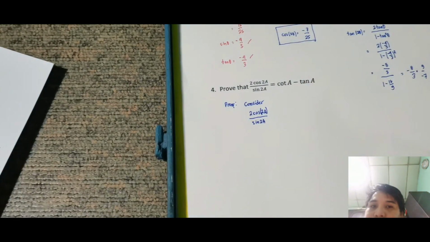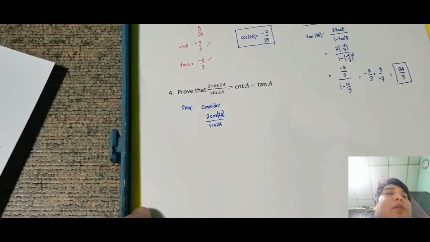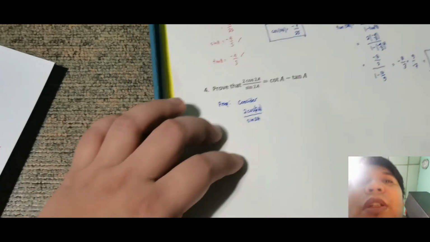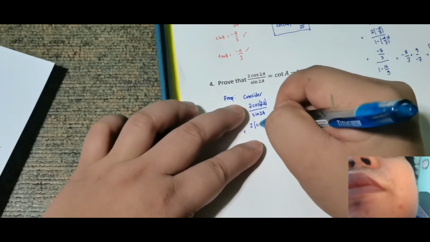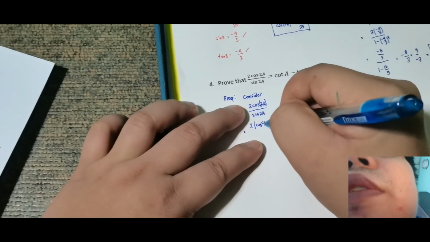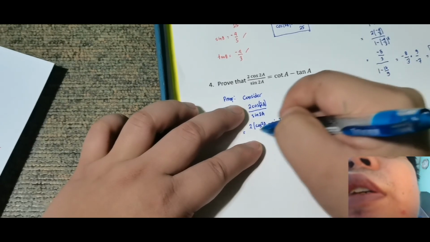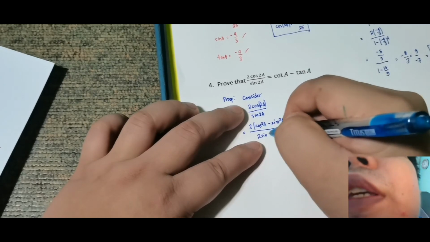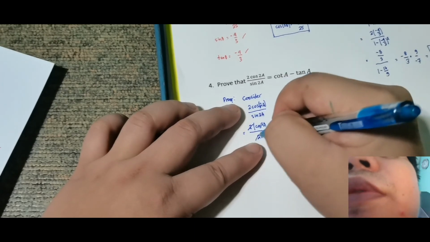Okay, so obvious kasi is kailangan maging cotangent saka tangent. So probably that magkaroon ng cosine minus sine dyan, cosine over sine saka sine over cosine. Okay, so ang gagawin ko na lang is apply ko yung mismong identities nila, yung original. This is 2 times cosine squared A minus sine squared A, all over 2 sine A cosine A. So obviously cancel si 2.